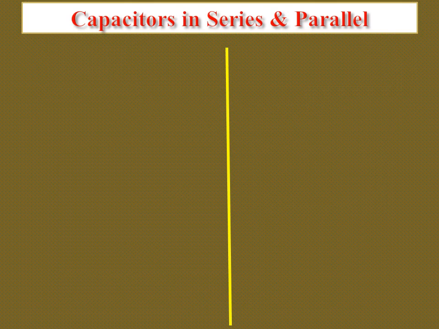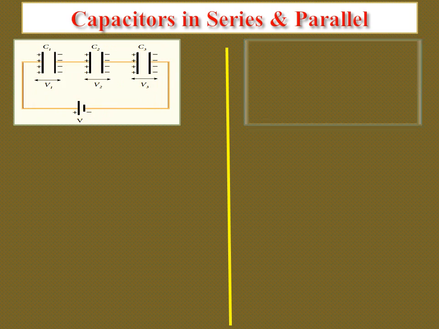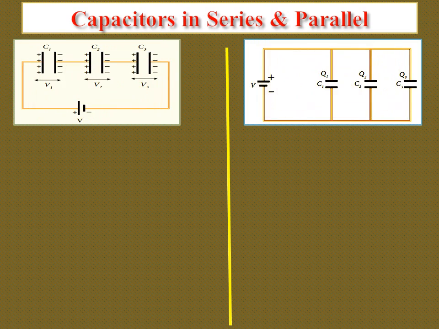Yes, we shall see what is the effective capacitance when capacitors are connected in series and parallel. Now in this we are going to consider 3 capacitors, each of capacitance C1, C2 and C3, when they are connected in series connection, and what happens when they are connected in parallel connection. We are going to see the effective capacitance. So the diagrams here represent the 3 capacitors connected in series and parallel respectively.